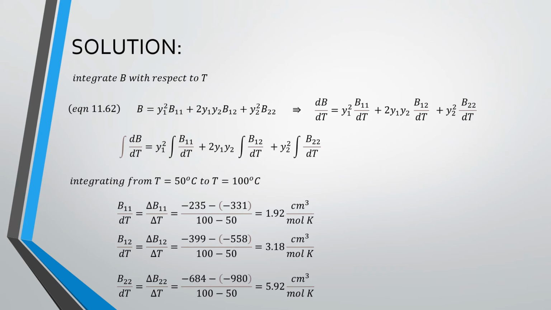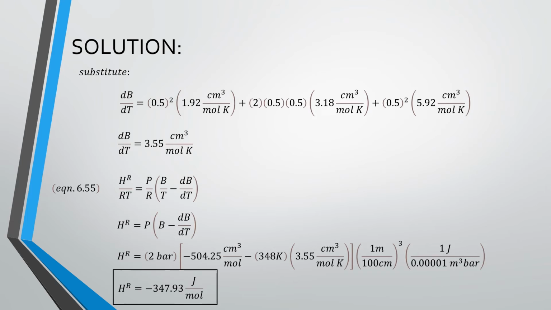Integrating individually, we get the following values. The values for B sub 11, B sub 12, and B sub 22 are found from the given table. Notice that the temperature range is from 50 degrees to 100 degrees Celsius. Now, we can solve for dB over dt. Plugging the values calculated earlier, we get 3.55 cubic centimeter per mole K.